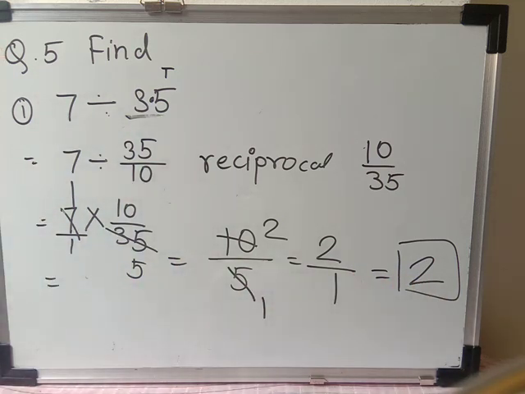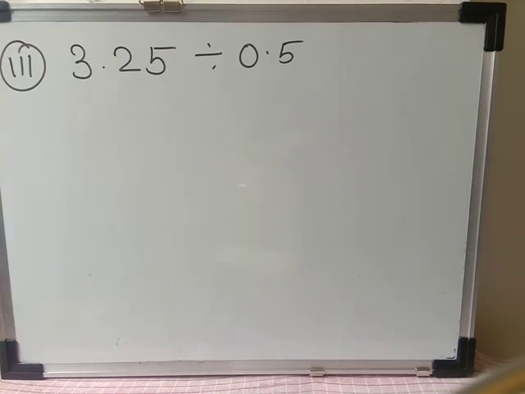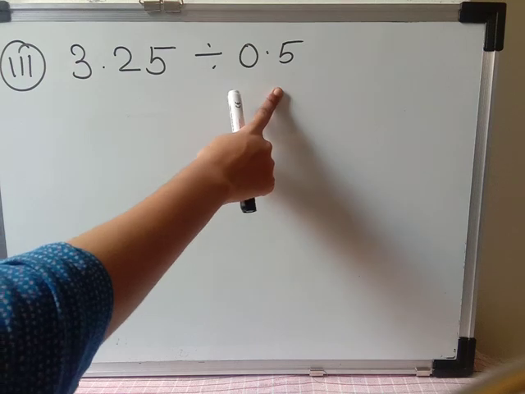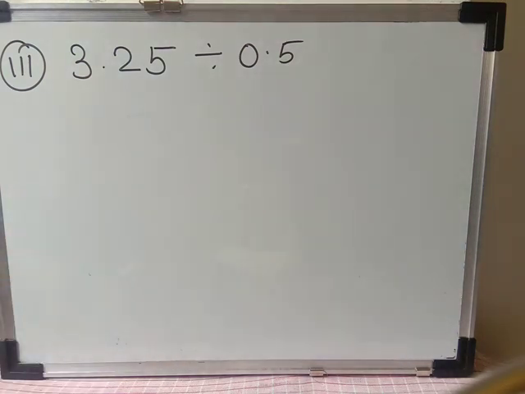Okay, now let's take another example. Now student, we are going to do the division of decimal number by decimal number. So first of all what we have to do is, when two decimal numbers are there, just remove their decimals. Okay, यहाँ पे हमें उनका decimal remove करना है.